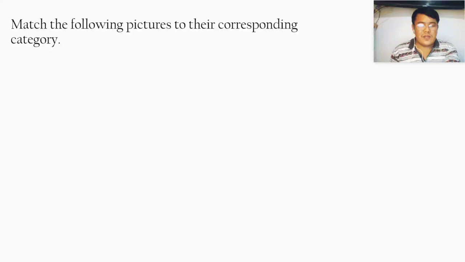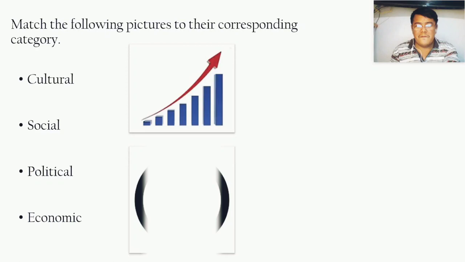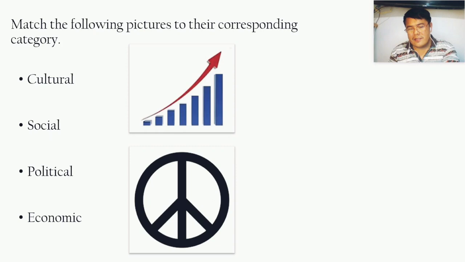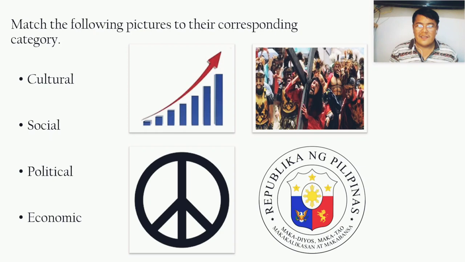Okay, let's have a short activity. Match the following pictures to their corresponding category: cultural, social, political, and economic. Ano ba yan? How about this one? Parang Toyota emblem na pabaligtad. I know you are very familiar with this one. Part yan ng ating kultura. And then the last one. What are these symbols? One is even a symbol at the same time practice, you know.